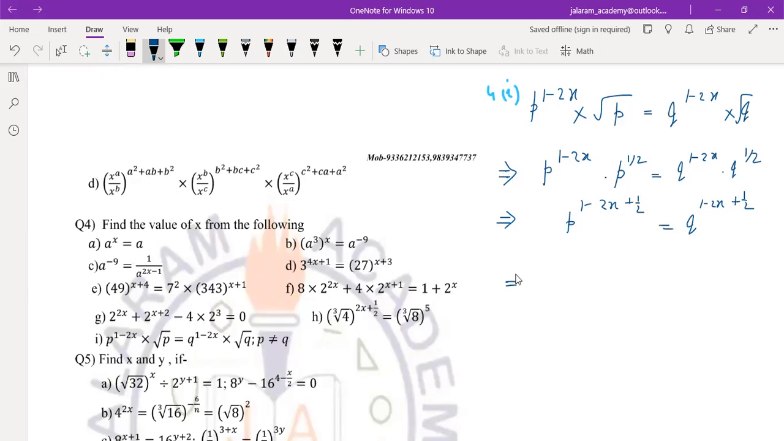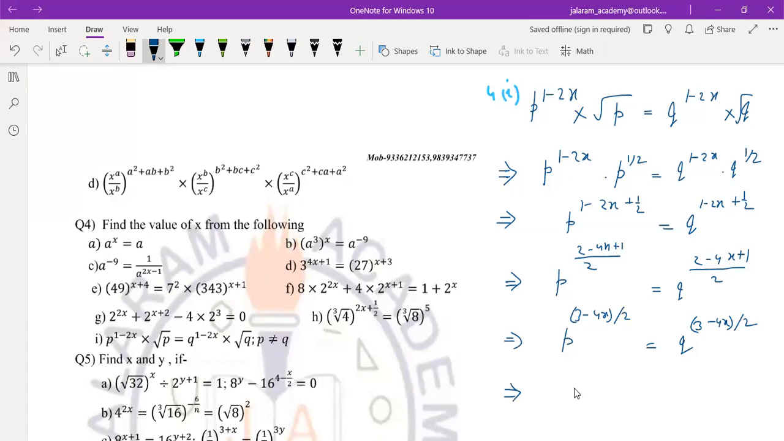It implies that P to the power 2 minus 4x plus 1 upon 2 is equals to Q to the power 2 minus 4x plus 1 upon 2. It implies that P to the power 3 minus 4x upon 2 equals to Q to the power 3 minus 4x upon 2. Okay. So after this, you are not getting? Yes, sir.